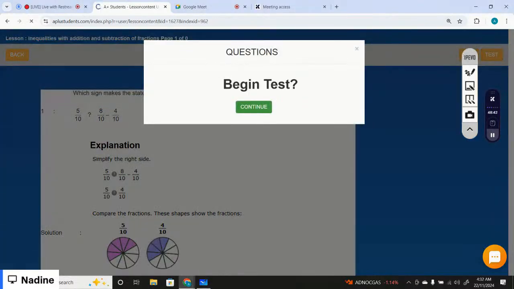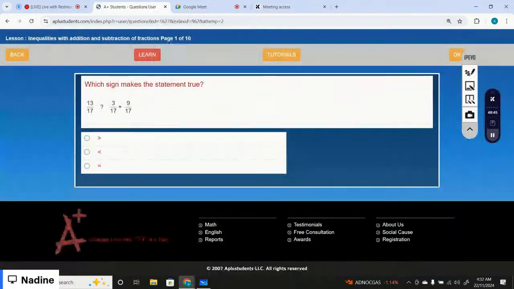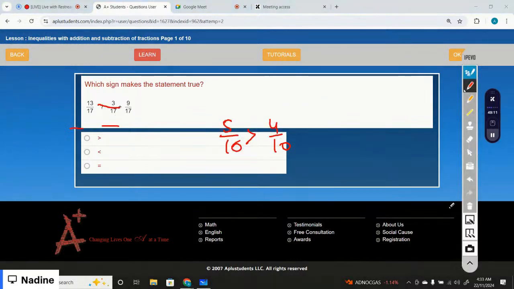Let's just start with the test questions. Which sign makes the statement true? 13 by 17, and you have to compare it to 3 by 17 plus 9 by 17. So let's just solve this side, right? They have like denominators. You can simply add their numerators. 9 plus 3 makes 12 over 17. And here you have 13 by 17.